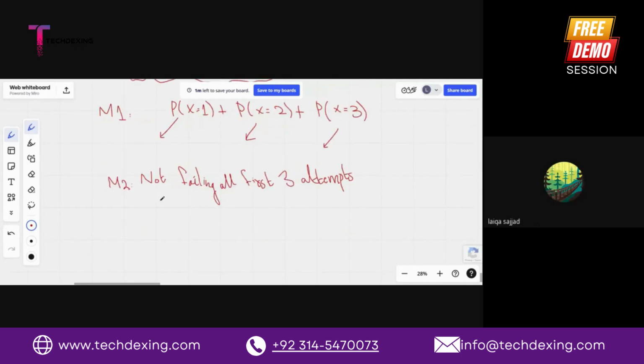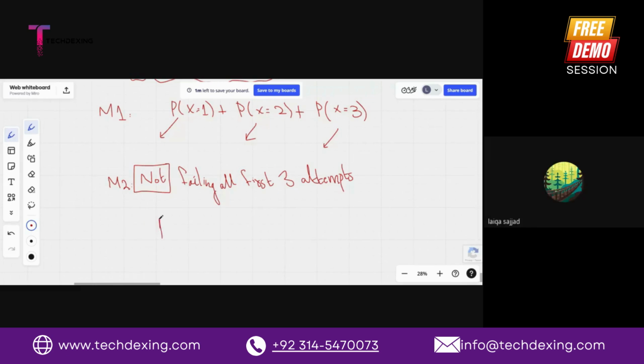It is said that she must not fail in all the first three attempts. So, what we can do, we can find the probability for failing in all the three attempts, and then we can subtract it from one. Yes, very good. And then we will subtract it from one, which is the total probability, and then we will get the probability for not failing all the first three attempts. Making sense to you? Yeah.